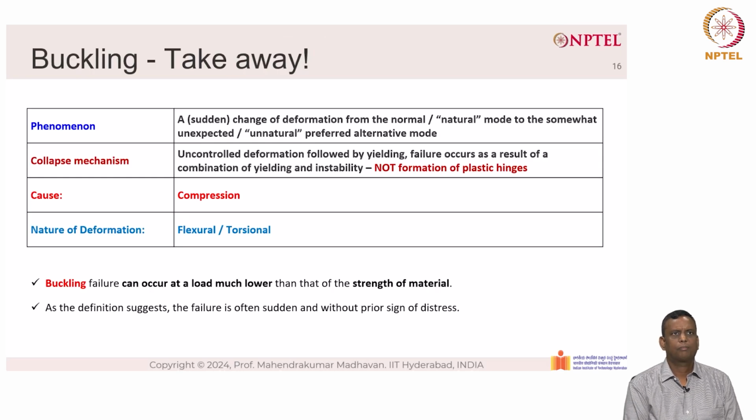Buckling takeaway. The phenomenon is defined as a sudden change of deformation from the normal natural mode to the somewhat unexpected, unnatural preferred alternative mode. The collapse mechanism is uncontrolled deformation followed by yielding. Failure occurs as a result of a combination of yielding and instability, not formation of plastic hinges. The cause is only compression. The nature of deformation can be flexural or torsional. Hence, buckling failure can occur at a load much lower than the strength of the material. As the definition suggests, the failure is often sudden and without prior sign of distress.